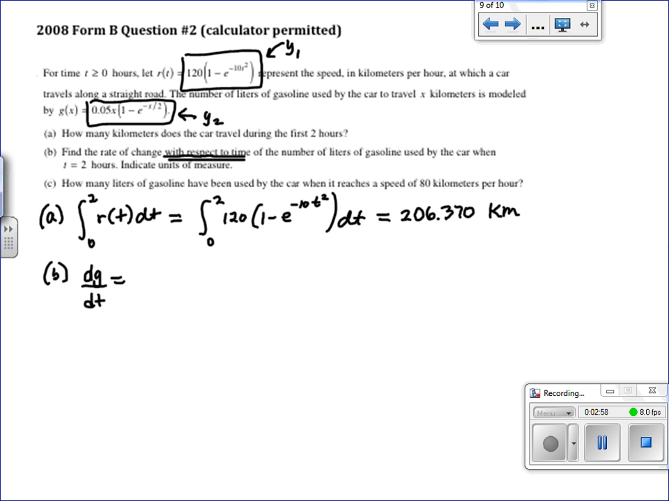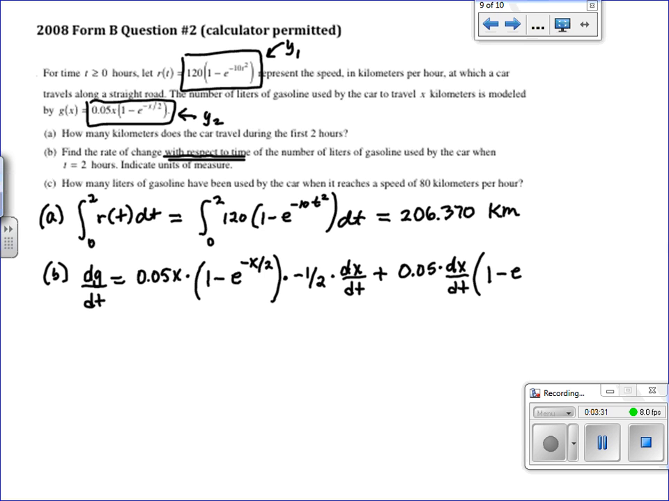So I'm going to do the product rule. 0.05x times the derivative of the second part, 1 minus e to the negative x over 2, which is times negative 1/2 because of the chain rule. Then I took the derivative of x, which has to be in terms of t, so dx over dt. Plus the derivative of the first part, 0.05 times dx over dt, times the second part. We're finding it when t is equal to 2 hours.